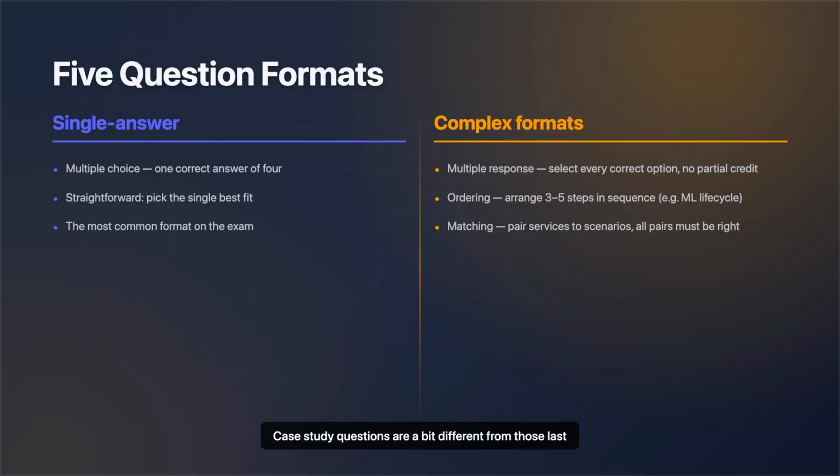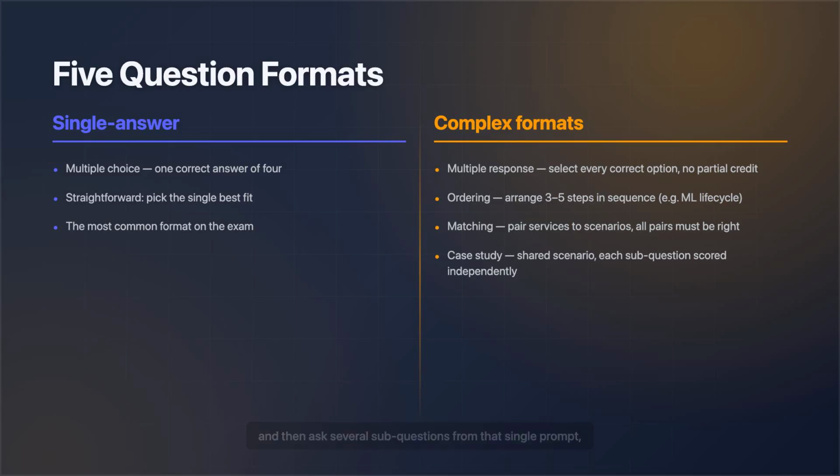Case study questions are a bit different from those last two. They give you a shared scenario and then ask several sub-questions from that single prompt, but each sub-question is scored independently. So with case studies, partial knowledge still earns partial credit, unlike matching and ordering, where you need the full sequence or full set of pairs exactly right.